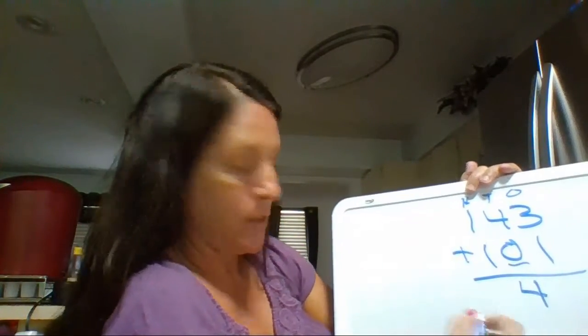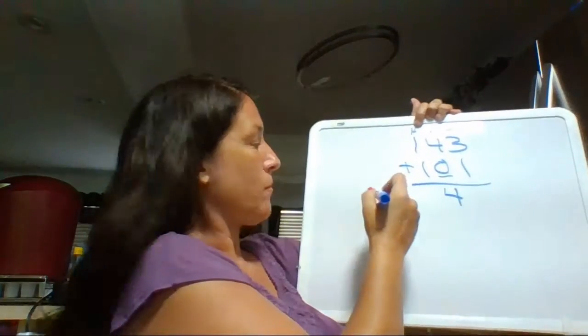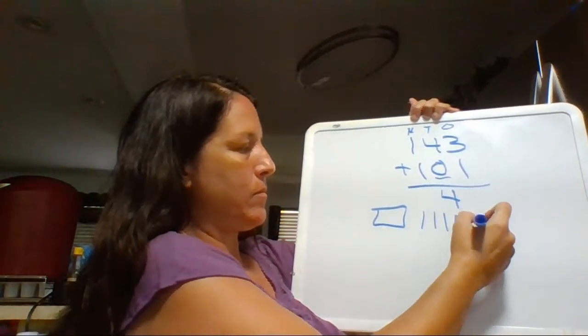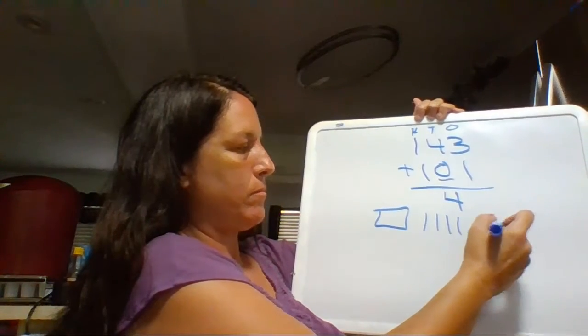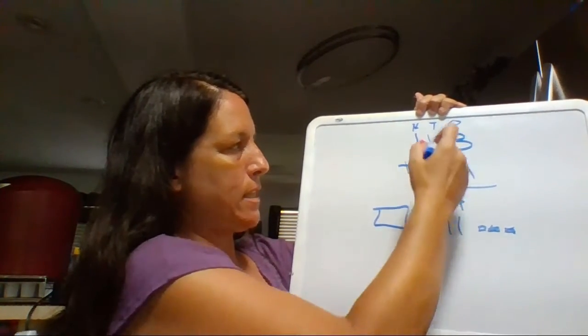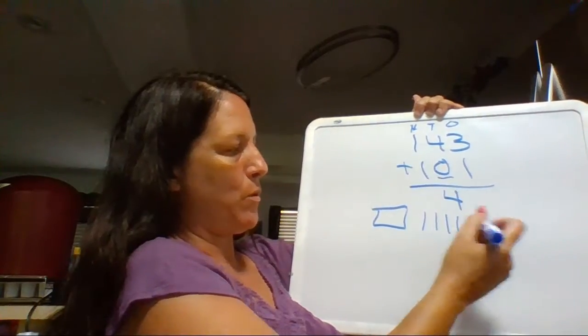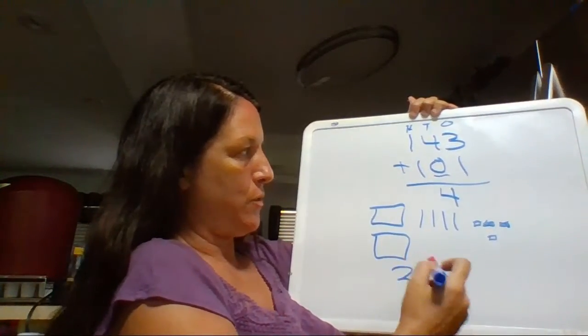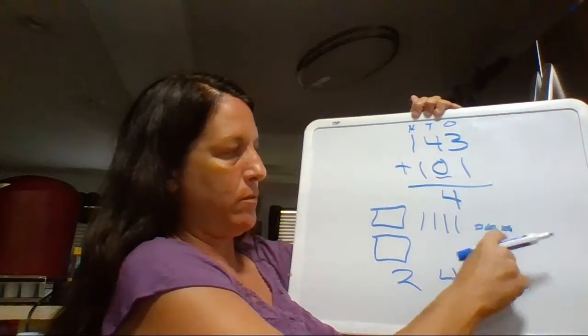So let's draw this in blocks. You've got 143. Okay? The 40 stayed the same, but we added one more 1, and we added one more 100. So now what do you have? 244.